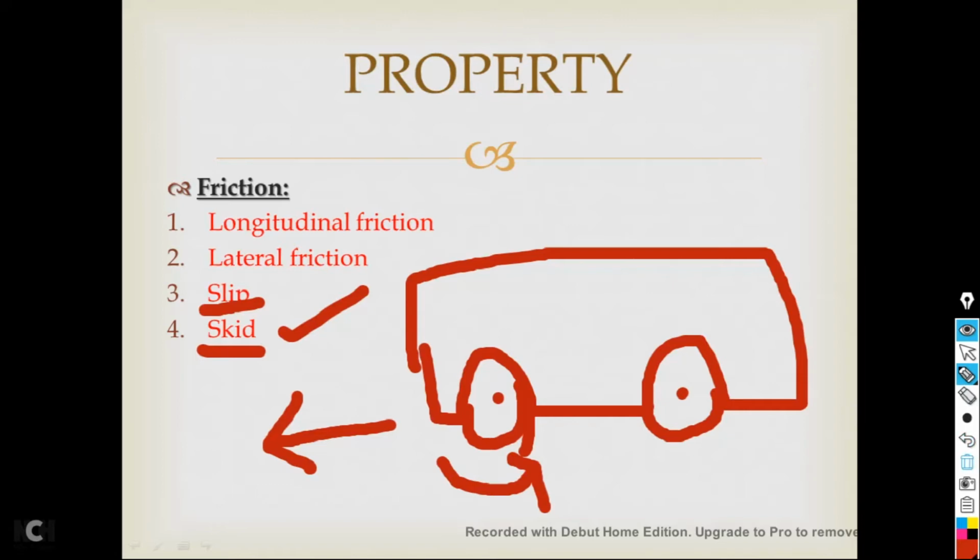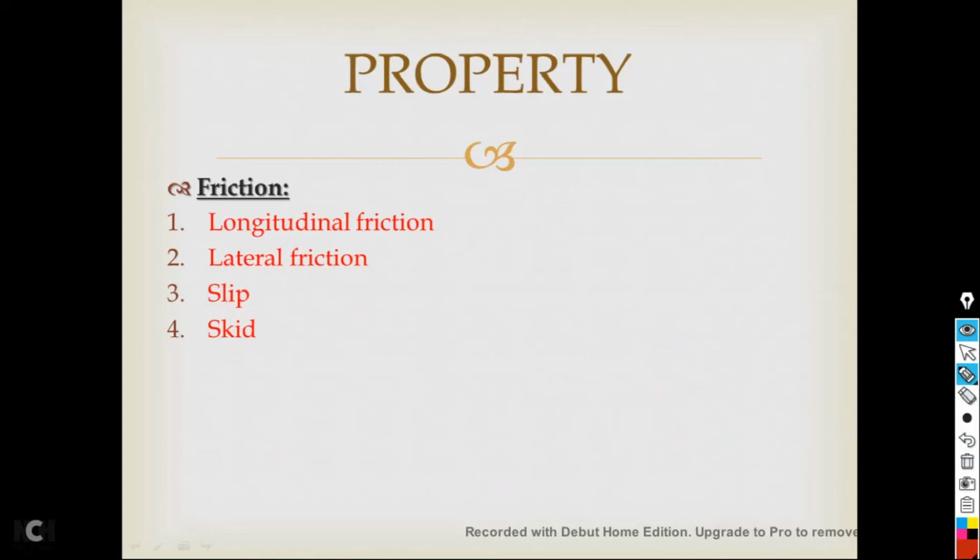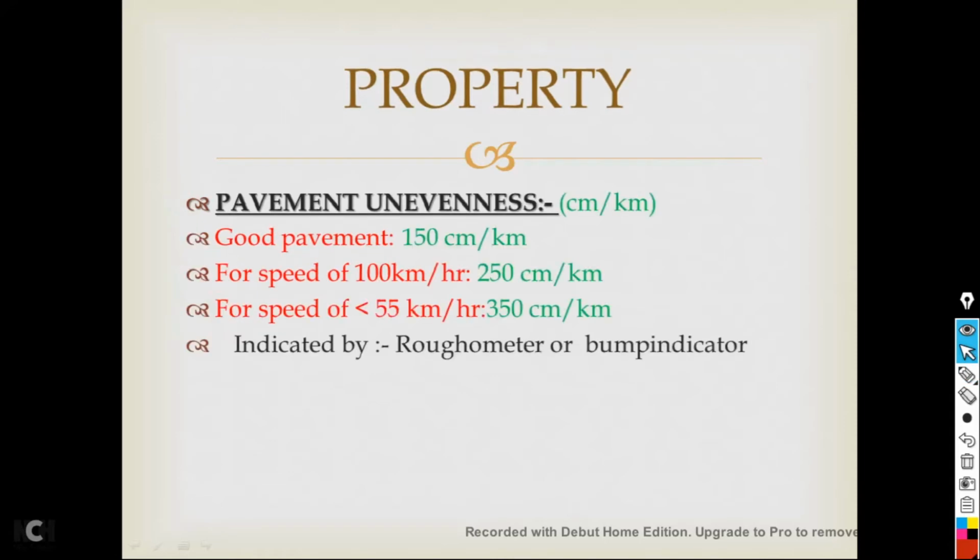Okay, so move to the next property. Then there comes pavement unevenness index. Now, what is pavement unevenness? The pavement unevenness indicates the cumulative vertical undulation of the pavement surface per unit horizontal length of the road, and it is expressed in terms of centimeter per kilometer.